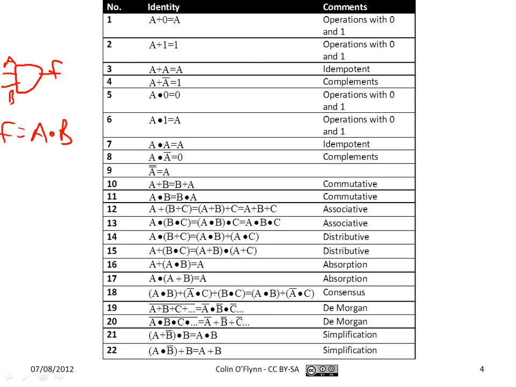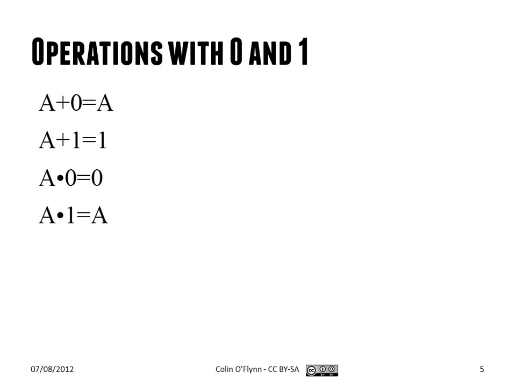Some of them are somewhat obvious. For example, if you have an OR gate, and I have A and the output Y, if this input is 0, the output Y is going to be the same as A. If this input is 1, the output's just always going to be 1, because of how the OR gate functions. In the same way with the AND gate, you have similar operations: an AND with 0 is always going to be 0, and an AND with 1 is always going to end up the same as the input.